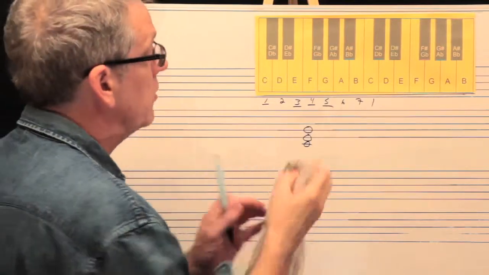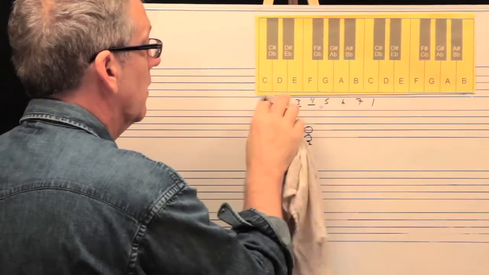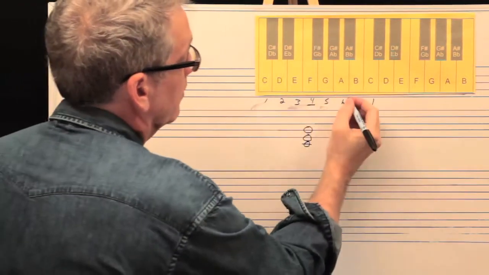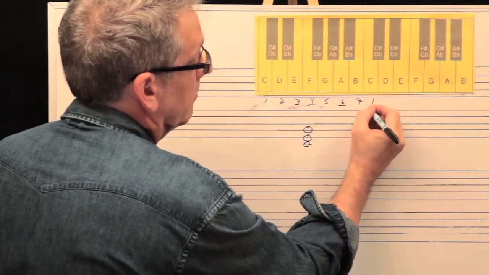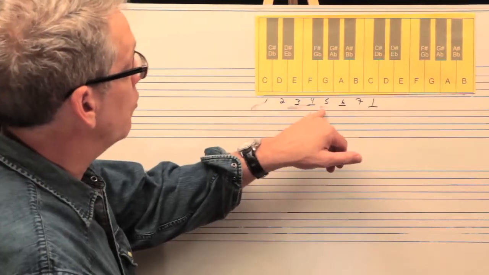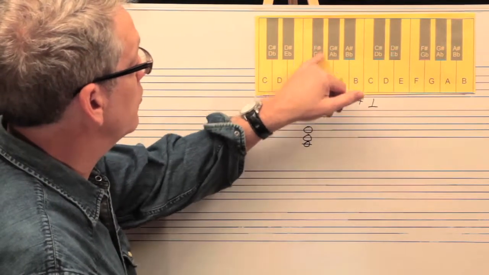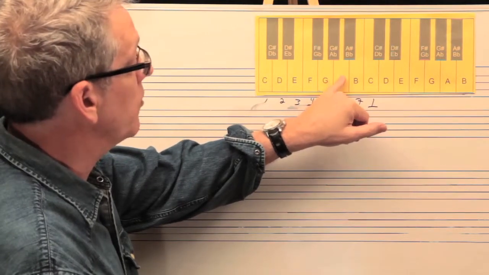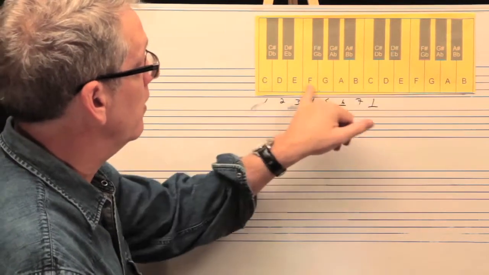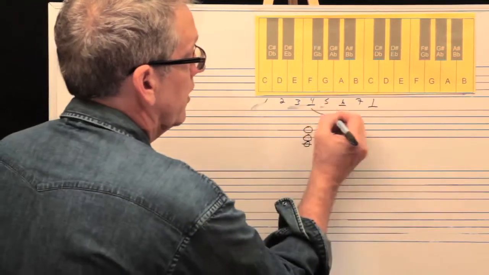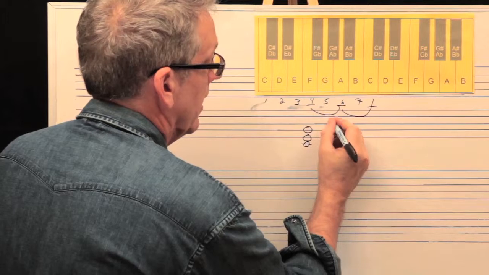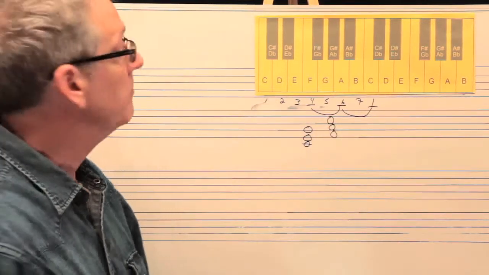Let me get rid of some of these lines here. So that would be F, A, and C. 4 half steps to a major third: 1, 2, 3, 4 would be your A, and then 3 half steps from the 3rd to the 5th: 1, 2, 3. So you're here and you're here, and that would look like this: F, A, C.